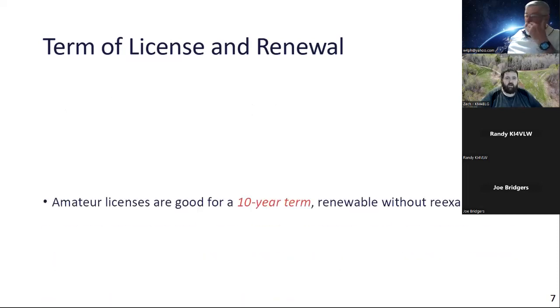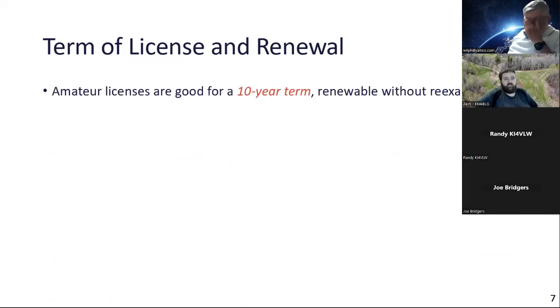So, term of license and renewal. We mentioned expiring. Amateur licenses are good for 10 years, and they are renewable without re-examination. So assuming you renew your license on time, you don't have to retake the test. This could be the last time you take the test, unless you want to go to a higher level license. But as long as you keep it up to date, you don't have to retest.